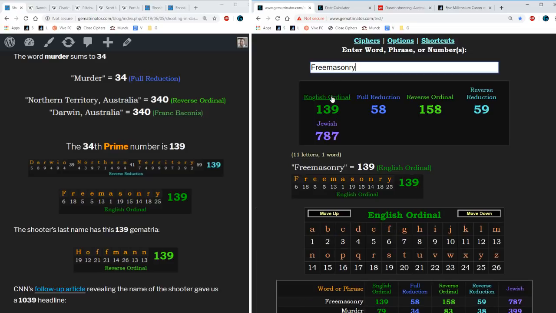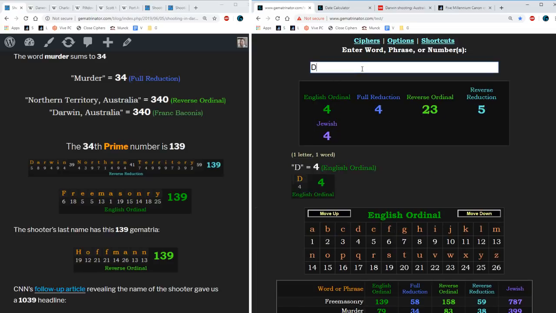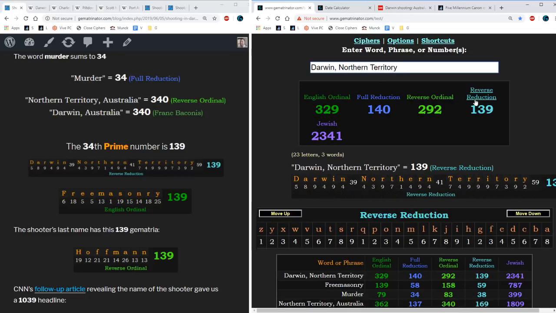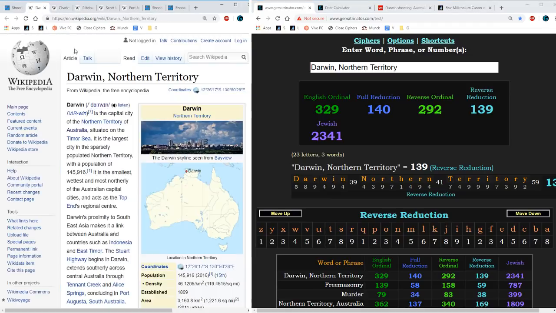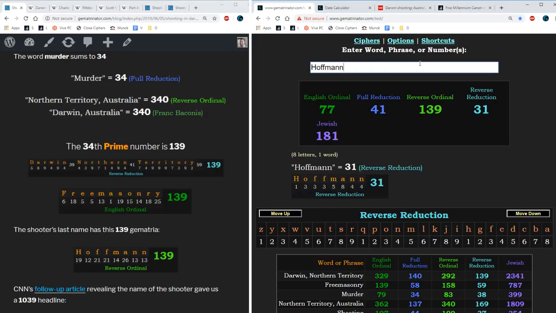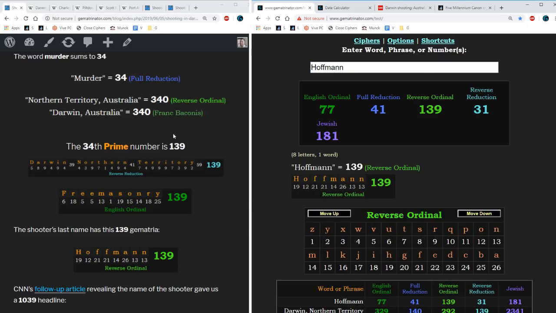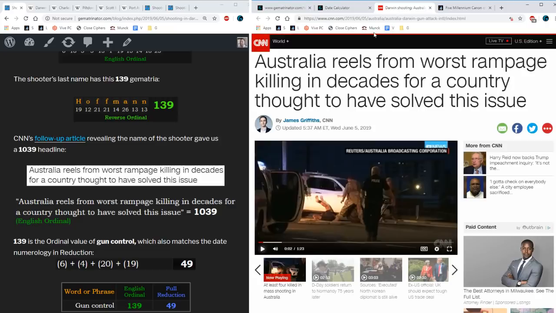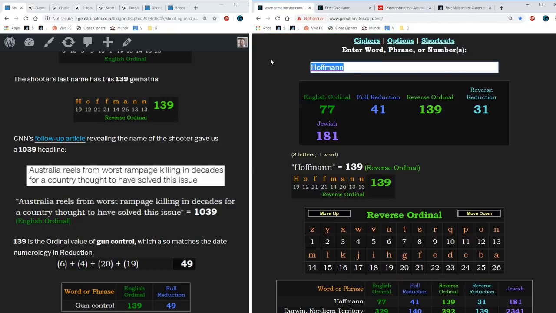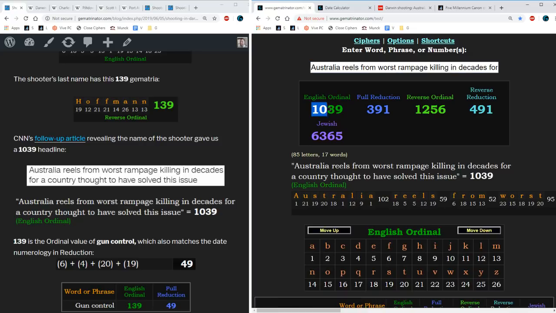This is the ordinal value of Freemasonry, the secret society who, at the top levels, is feeding us our mainstream news every day. Darwin, Northern Territory, which is how the city appears on Wikipedia. Notice how this has a reverse value of 139. The name of the shooter even, Hoffman, also with this 139. CNN's follow-up article gave us this headline, which, in the alphabetic order, sums to 1,039.